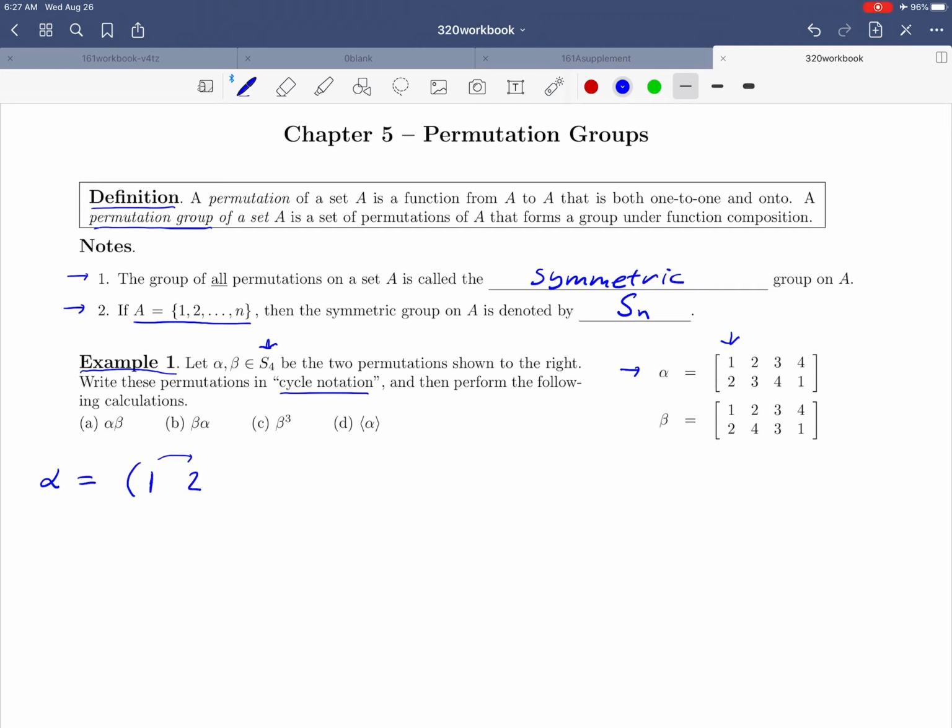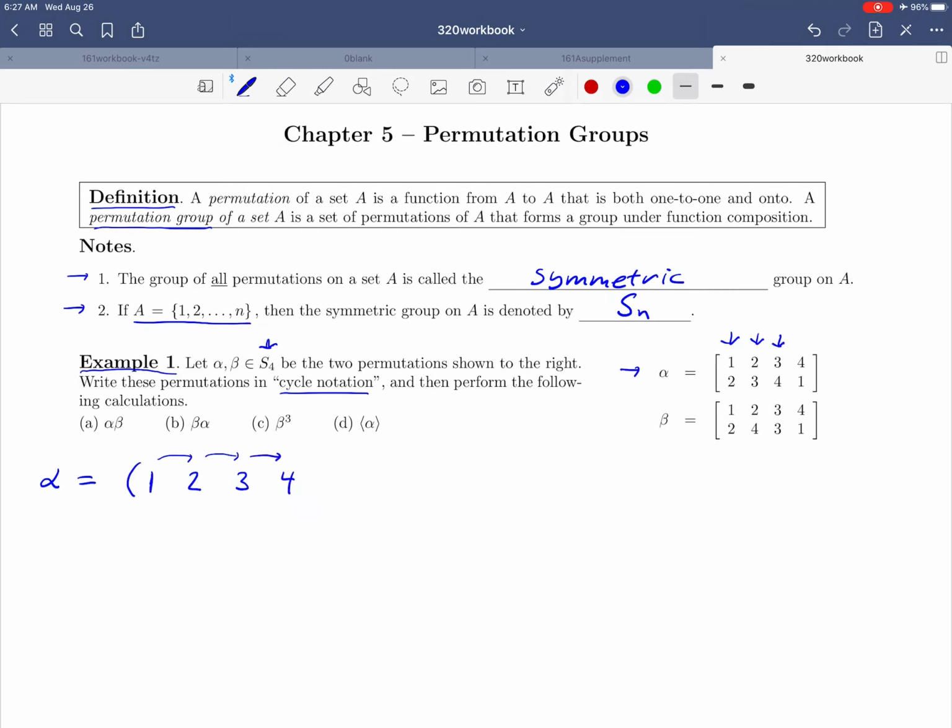Okay, now we're sitting at the number 2 and asking, where does 2 get mapped? Well, back to our matrix, we can see that alpha of 2 is equal to 3. So 2 goes to 3. That's the next thing in our cycle. Now the question is, where does 3 go? Alpha of 3 is equal to 4, so 3 is going to go to 4.